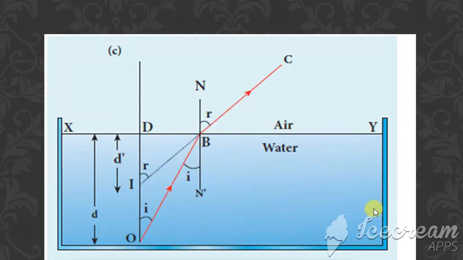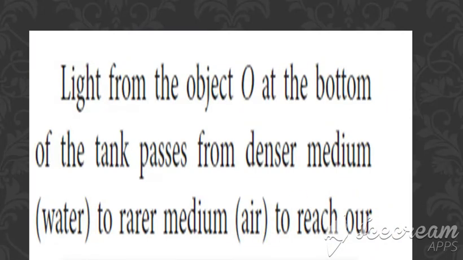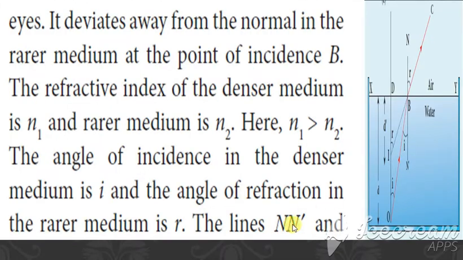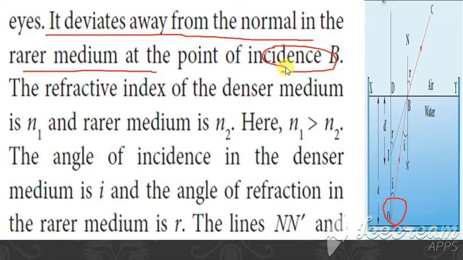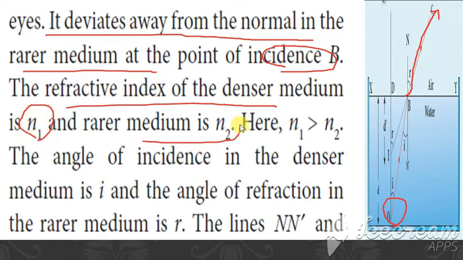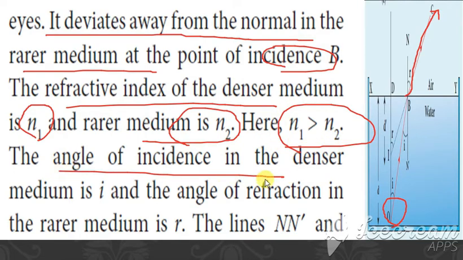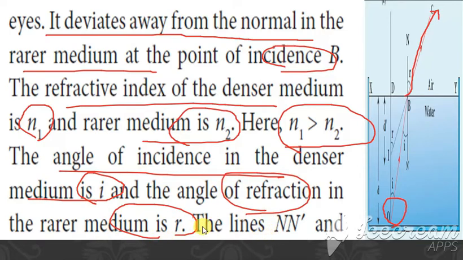Clear with this? Then consider an object O at the bottom of the tank, from the denser to the rarer medium to reach our eyes. So this is the object at the point O. Then it deviates away from the normal in the rarer medium at the point of incidence B. The refractive index of the denser medium is considered to be N1, and for the rarer medium N2. Always N1 is greater than N2. The angle of incidence is I, the angle of refraction is R.